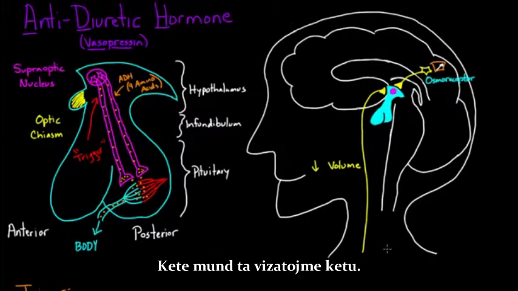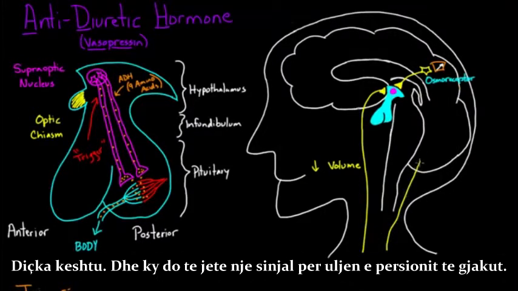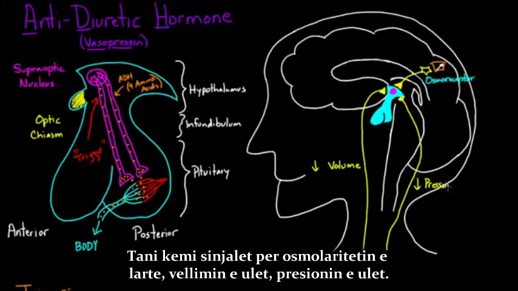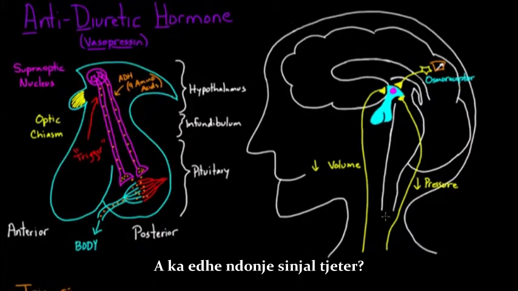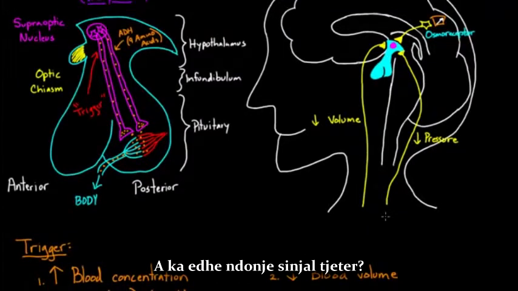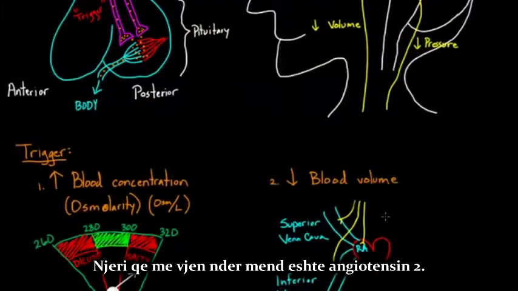And that we can draw in right here. We could say, okay, maybe something like this. And that would be a signal about low, let's write that here, low pressure. So now we've got signals about high osmolarity, low volume, low pressure. Are there any other signals that we can think of? And one more jumps to my mind.